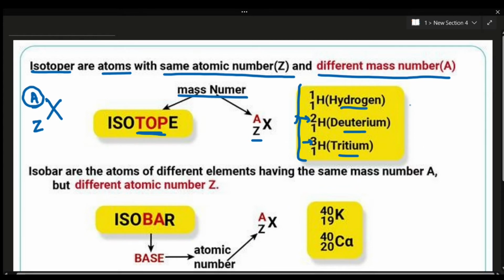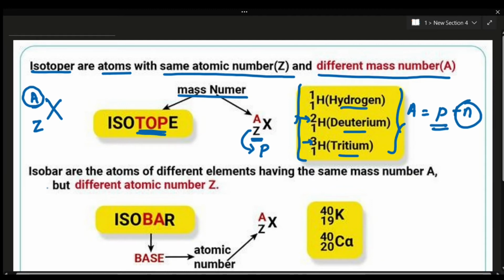Now, mass number can be calculated as number of protons plus number of neutrons. But here the atomic number is same. And what is atomic number? It is number of protons. So if the number of protons is same, then it means that only the number of neutrons is different for all of these three isotopes of hydrogen. So you can learn this by the term top in the word isotope.